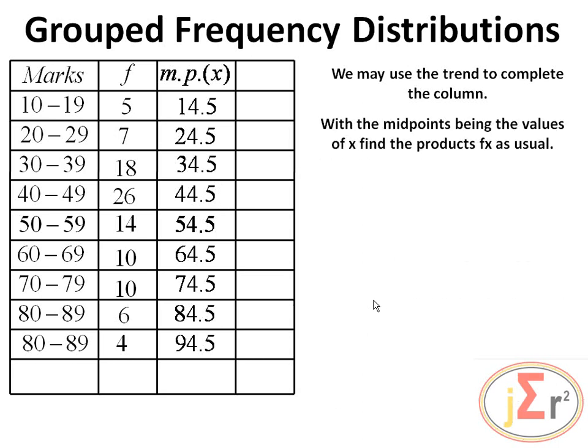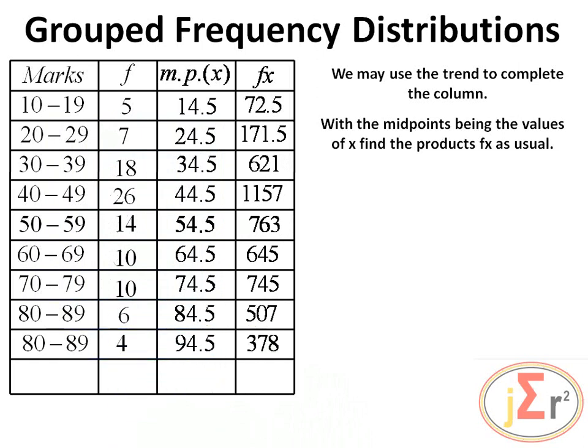With the midpoints being the values of x, find the product fx as usual. So we're going to do fx as usual. So we have the computer doing every single one of them for us very quickly. 14 times 54.5, 10 times 64.5, and so on. In your own good time, when you have 9 months in which to be prepared for the examination, you may take as long as you want to find those values of fx. But we have to present this in a matter of minutes, so we'll have to make use of the technology.